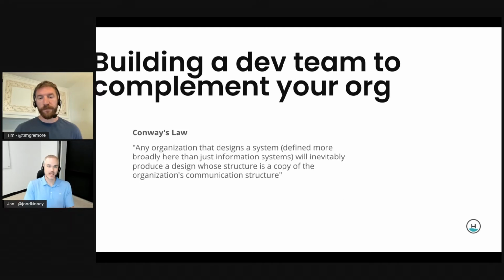All right, building a dev team to complement your organization. We're going to go through a little bit of a journey here. Tim and I have some prepared content. We're just going to kind of talk it through with one another, maybe pose some questions to each other as we explore this content together, and share some of our notes with you.